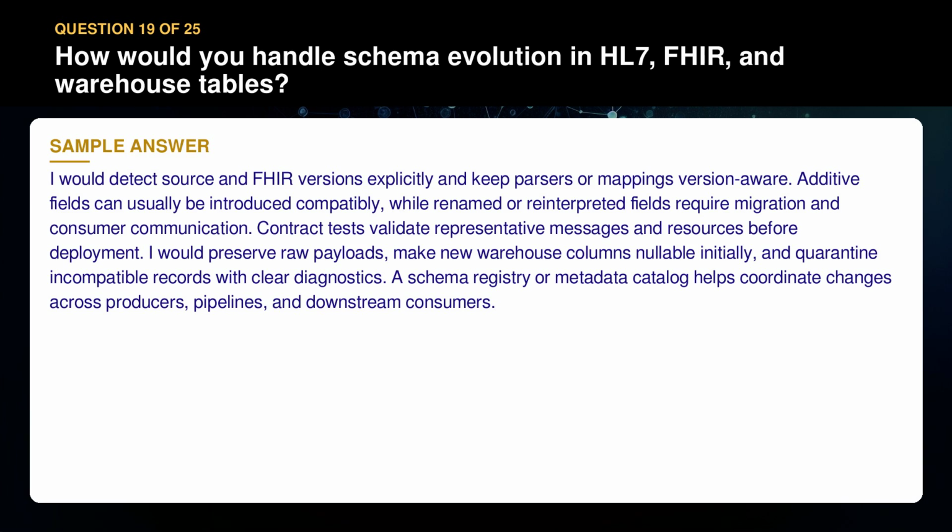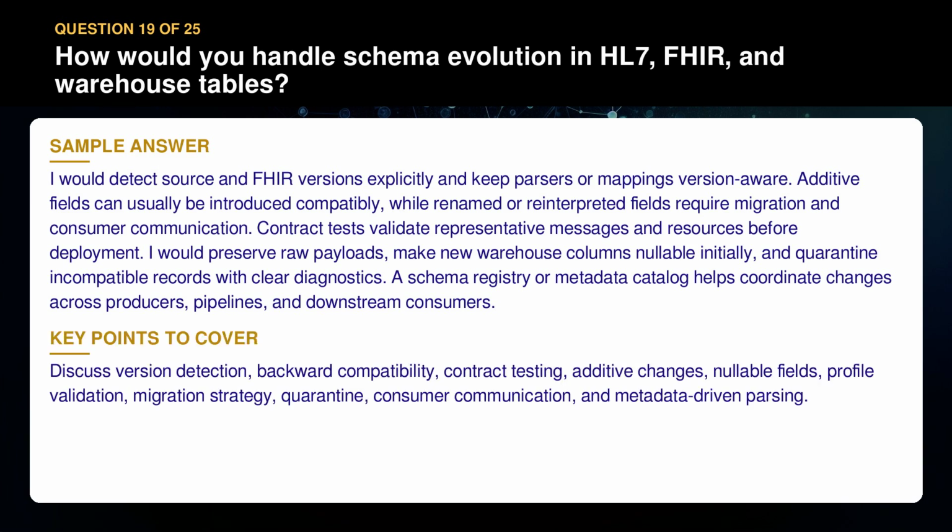I would preserve raw payloads, make new warehouse columns nullable initially, and quarantine incompatible records with clear diagnostics. A schema registry or metadata catalog helps coordinate changes across producers, pipelines, and downstream consumers. Discuss version detection, backward compatibility, contract testing, additive changes, nullable fields, profile validation, migration strategy, quarantine, consumer communication, and metadata-driven parsing.